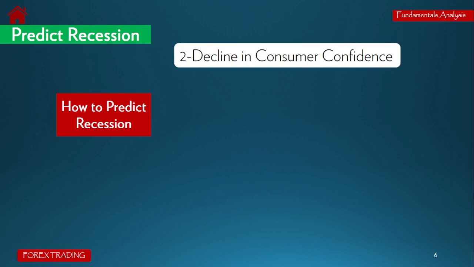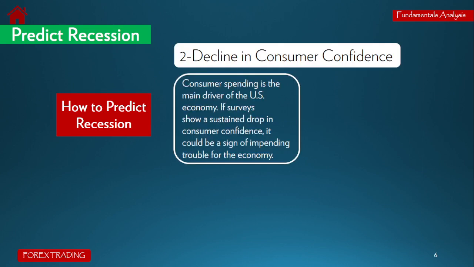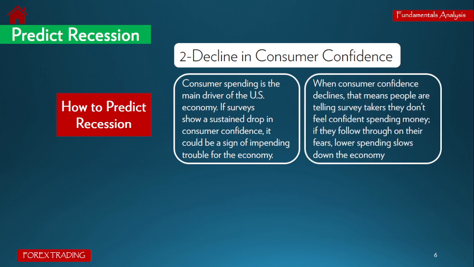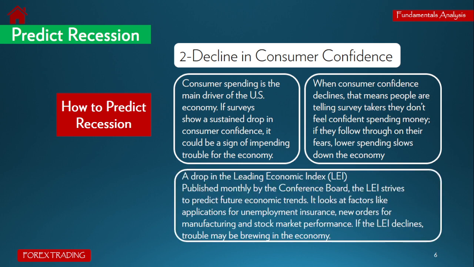So number two, we have decline in consumer confidence. So what happens when there is low consumer confidence? Consumer spending is the main driver of the US economy. If surveys show a sustained drop in consumer confidence, it could be a sign of impending trouble for the economy. When consumer confidence declines, that means people are telling survey takers that they don't feel confident spending money. If they follow through on their fears, lower spending slows down the economy.